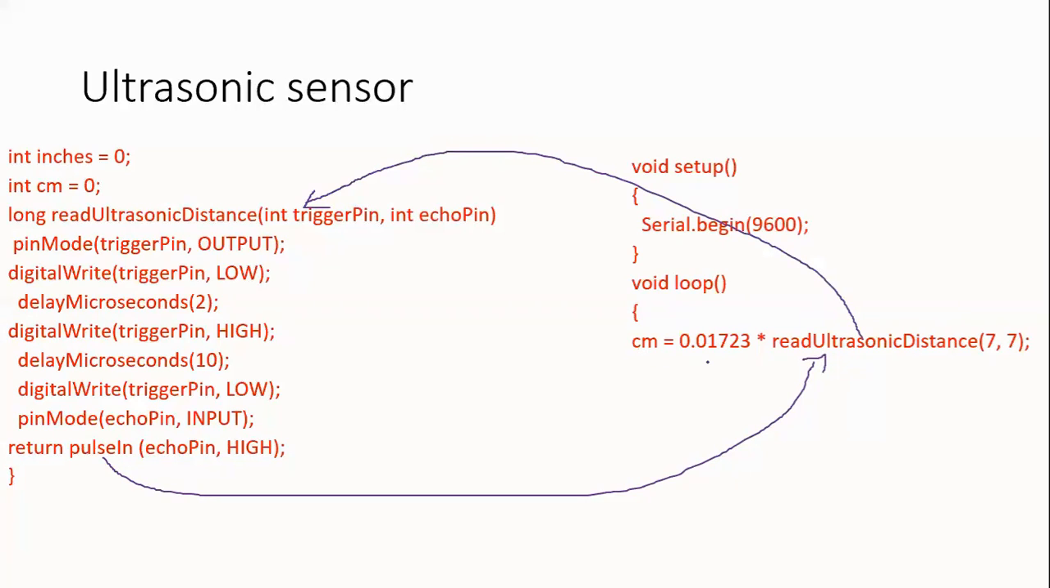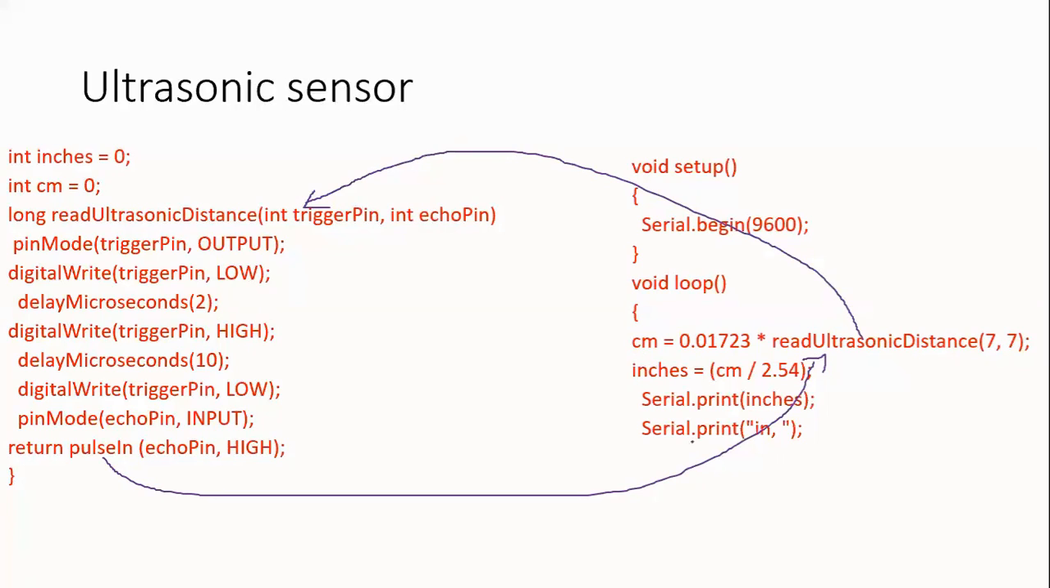Then we convert the centimeter into inches by dividing the centimeter by 2.54. Okay, so after that, now we use the serial communication for printing the word inches on the system, on the screen.